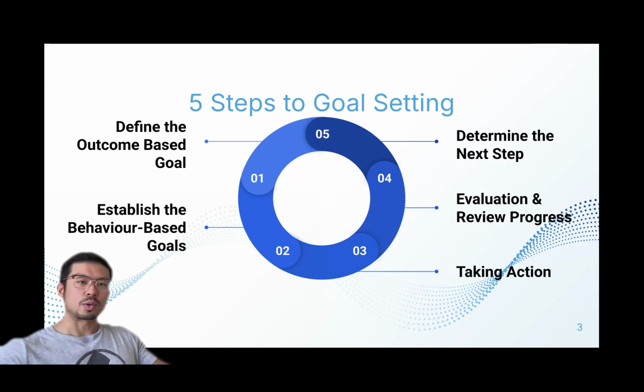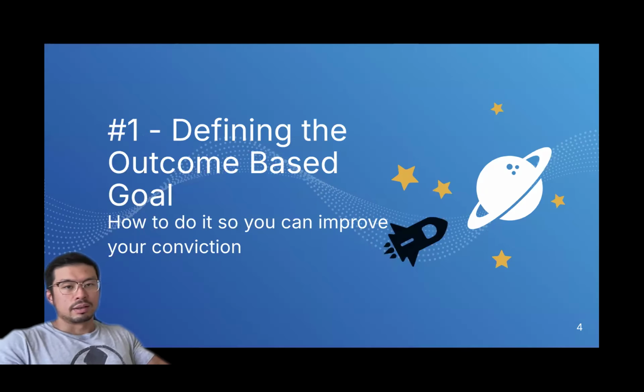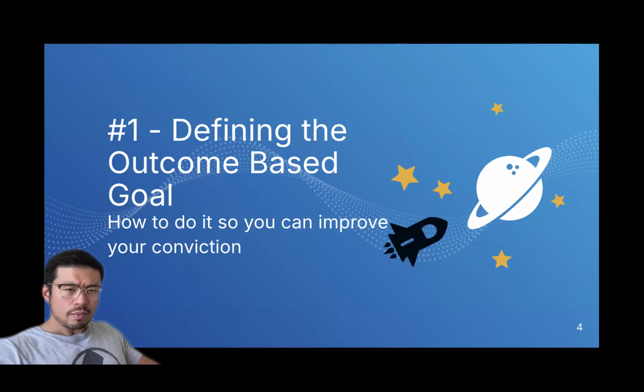All right, so let's dive straight into defining your outcome-based goals. A lot of times when people think of goals, they think, oh, I just want to lose weight, oh, I just want to achieve this thing. But there are actually 2 different types of goals. The first one is the outcome-based goal, which we're going to go through right now. This part of the goal setting process is the first step and probably one of the most important ones to do well.